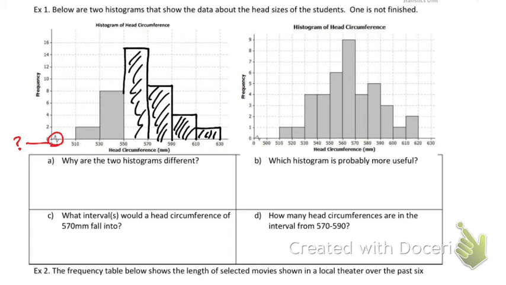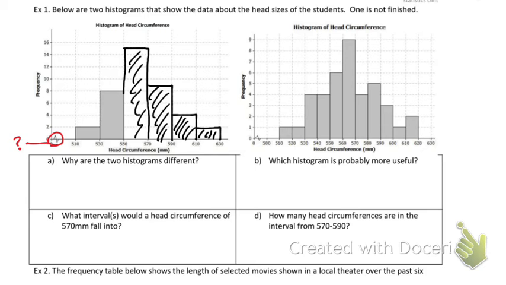Well, this says this is the histogram of head circumference. This says this is the histogram of head circumference. Why are there two different histograms? Or why are they different? If they're doing the same data, why are they different? Anna? Oh, we changed the bin size.